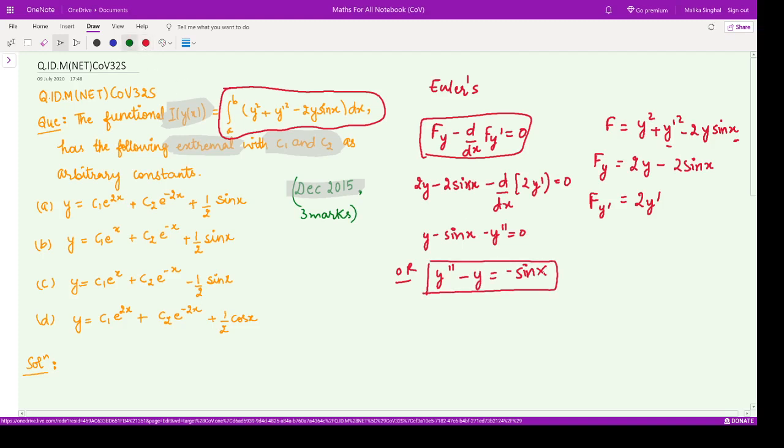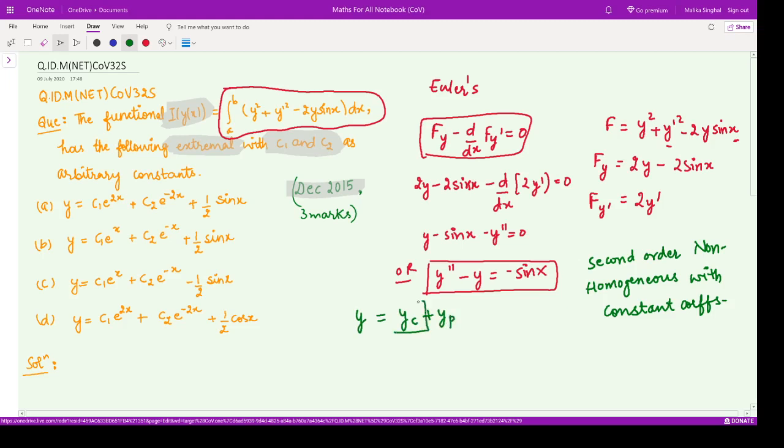So this equation is a second order non-homogeneous equation. Non-homogeneous means the right hand side is not 0, with constant coefficients. So the solution y would be y of c plus y of p, that is the sum of complementary solution plus particular solution. So let us calculate that.